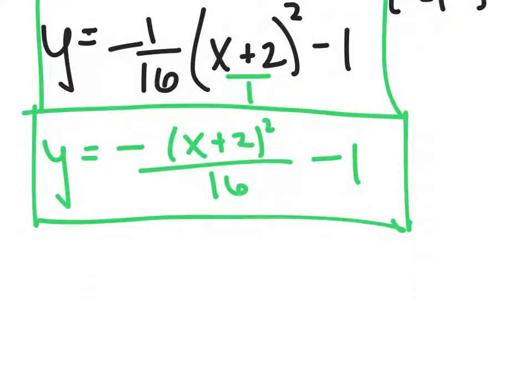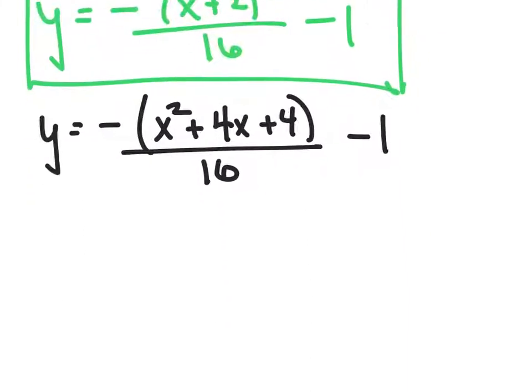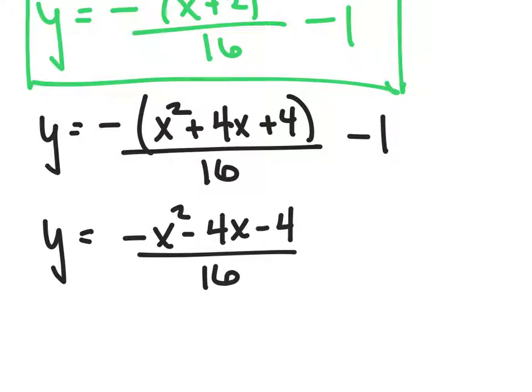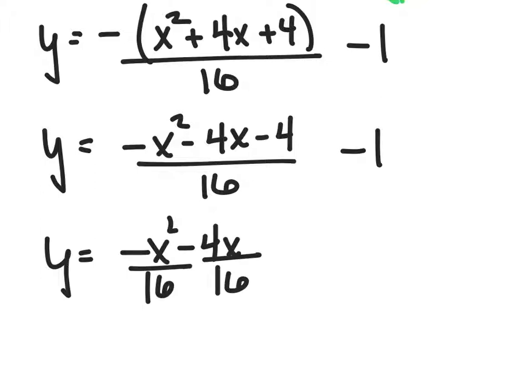Or they might actually FOIL this out. So they'll have a negative out front, and they'll say it's x squared plus 2x plus 2x is plus 4x plus 4 all over 16 minus 1. Or they could take that negative and distribute it through. So negative x squared minus 4x minus 4 all over 16 minus 1. Notice this negative isn't touching this, it's just touching this term. Okay, and then they might just keep going on you. Negative x squared minus 4 over 16 minus 4x over 16 minus 4 over 16 minus 1.